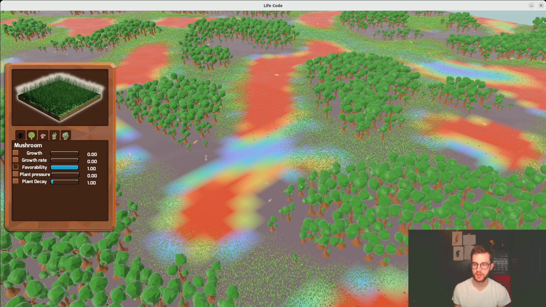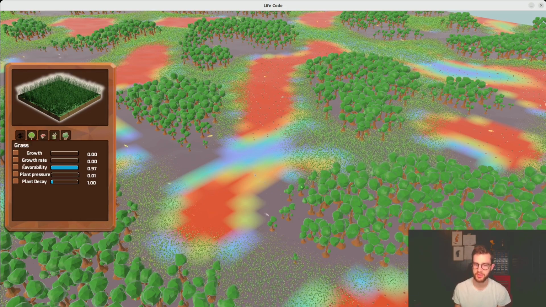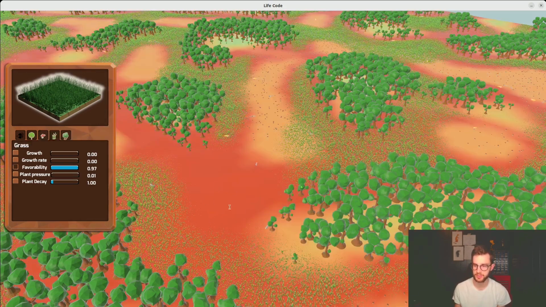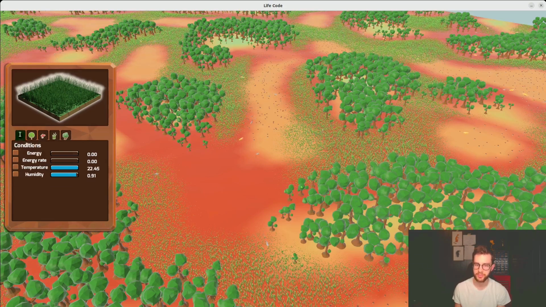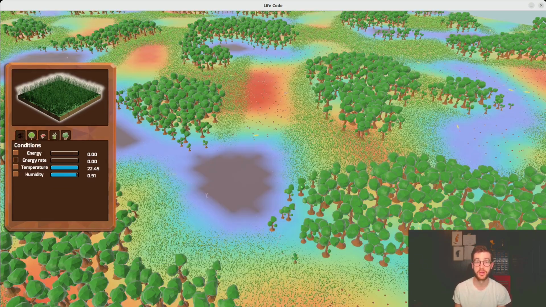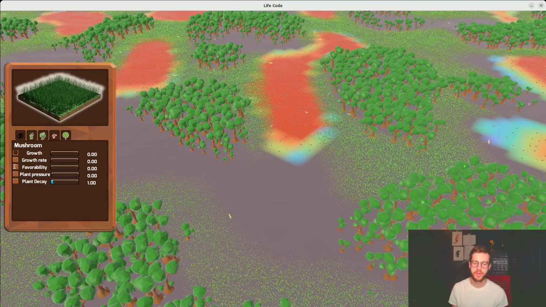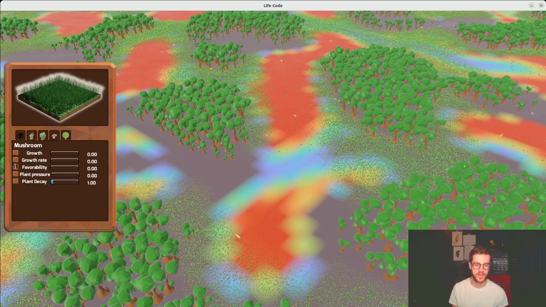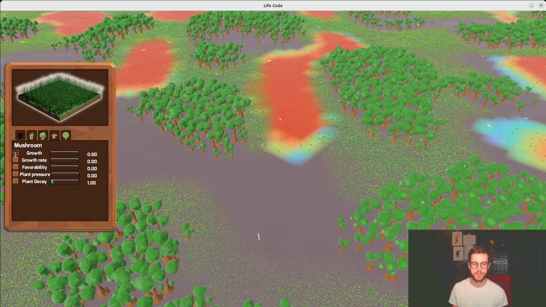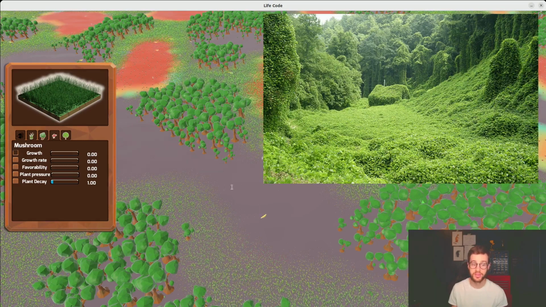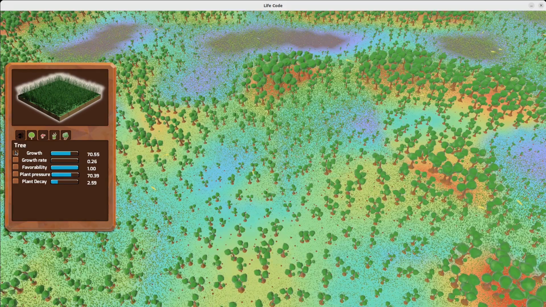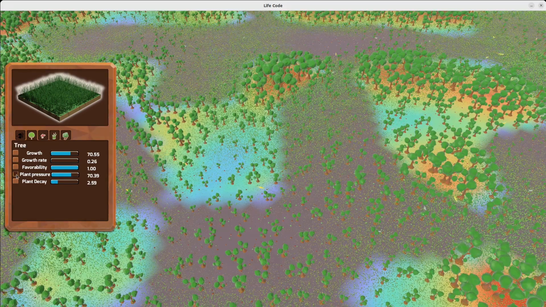The reason why nothing grows in this area, even though the favorability of both grass and mushrooms is quite high here, is because the energy rate is very low. The growth and the favorability might not always coincide. The mushrooms could have been pushed aside in favor of a more aggressive plant, or it might just have gotten extinct in some areas. The plant pressure shows how strong the growing power is.